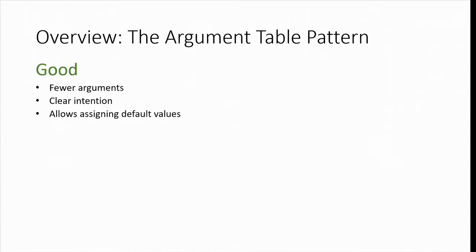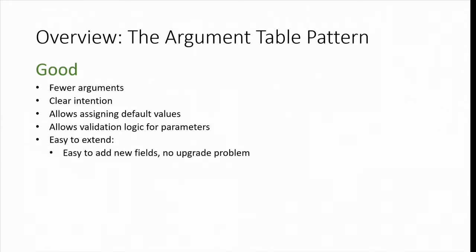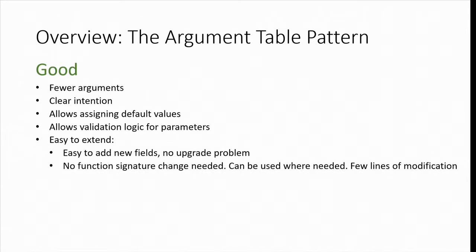One thing that we wanted to do with the design patterns is to not only say why they are good, but also why they are bad or when not to use them. So here's the overview. You get fewer arguments. It's a clear intention of what the code does, because now in this table, the field names are telling you what they mean. So you don't have to remember that parameter number 7 was true or something like that. You can assign default values, and then you also can get validation logic inside your table. It's easy to extend because there is no upgrade problem adding new fields.